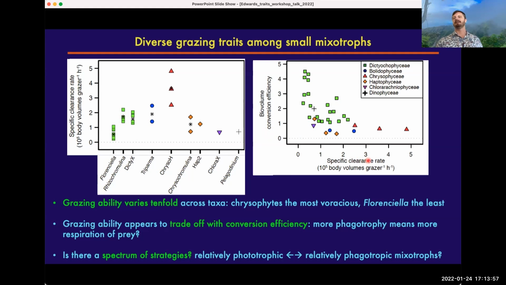This is data that's relatively easy to get. And what we find is that the species, the isolates, that graze faster tend to have a lower conversion efficiency. So that's implying that they're respiring more of the prey biomass. To me, this suggested a spectrum of strategies, where you have the slower grazers that are probably doing more photosynthesis, which is why their conversion efficiency is higher, and faster grazers that may be doing relatively more phagotrophy, which is why their conversion efficiency is lower.